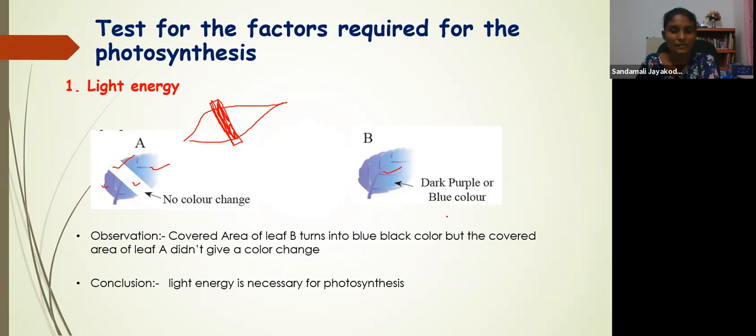And then, Vinidu, did you understand how it became blue-black color like this? And how this area doesn't become blue-black color? Did you get it? Yes, miss. Okay. Is there any problem? You can ask if there is some. No, miss. Clear. Okay, I'm moving to the next.